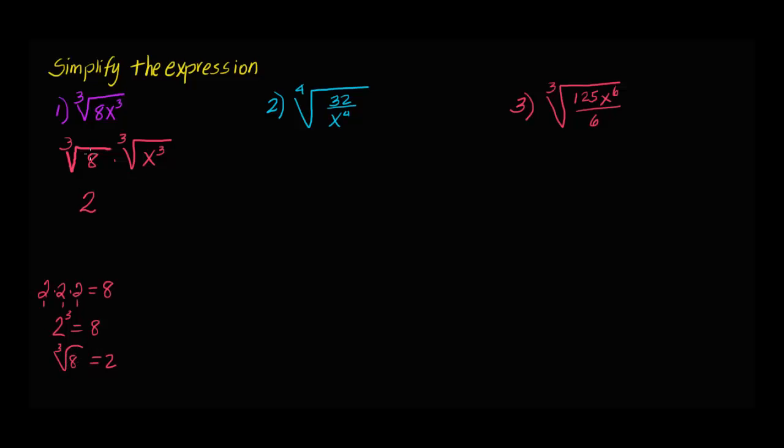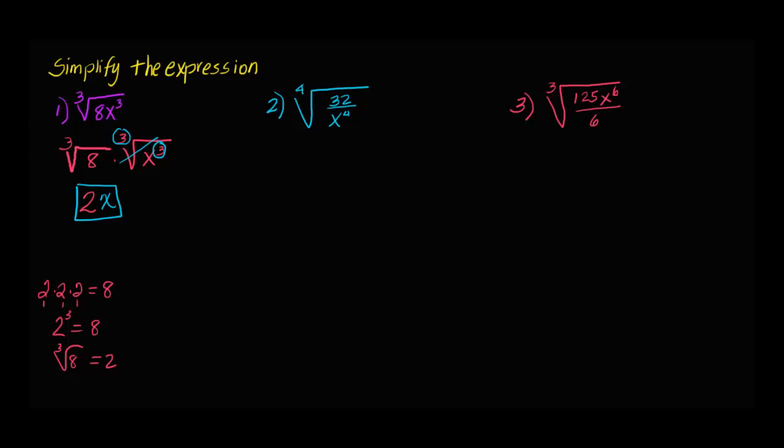So for this one I get a 2, and then whenever you have the exponent matches the index, then you can cancel that radical sign and you'll have x as the simplification for this radical. So the answer to this number 1 problem is 2x. Okay, let's do number 2.